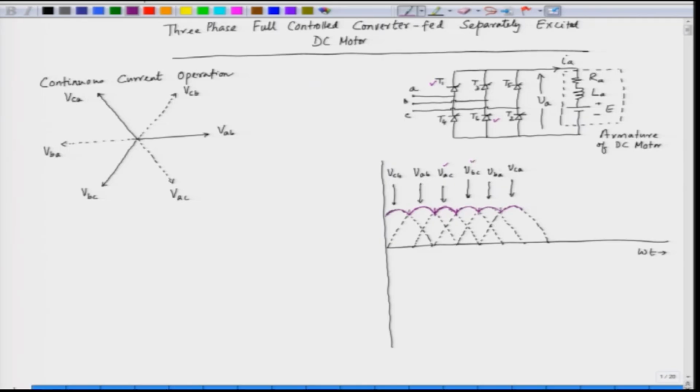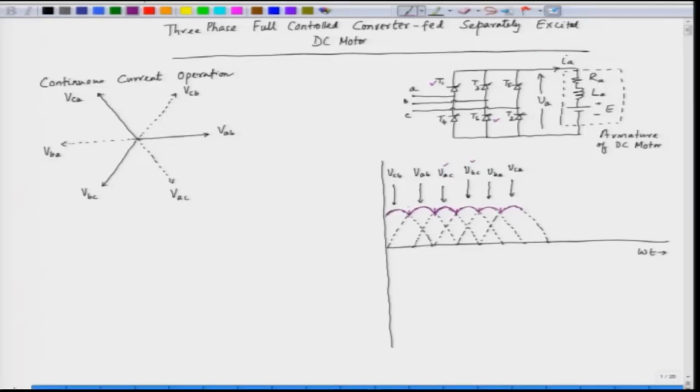So, these are the instants at which there is crossover between two line voltages, and one voltage becomes the most positive voltage, and that SCR pair will naturally be most forward biased. So, what we do here at this instant, we take our reference, and we delay the triggering angle by some value, that is alpha.